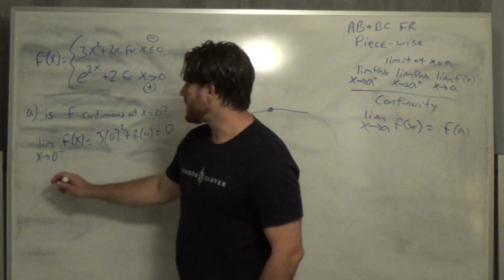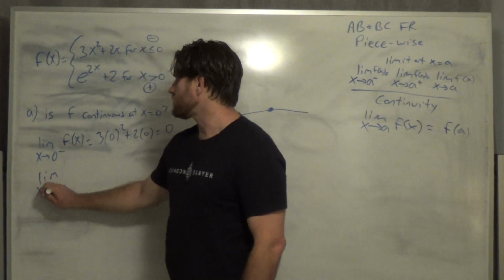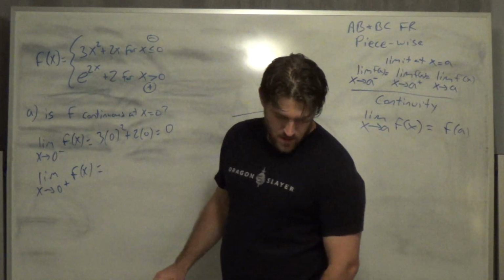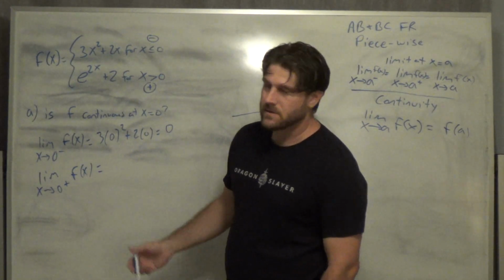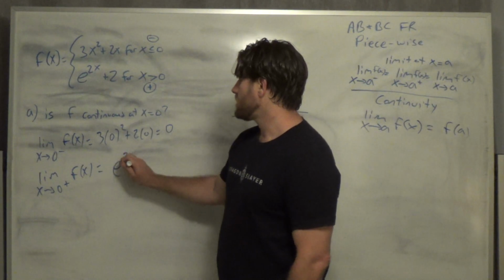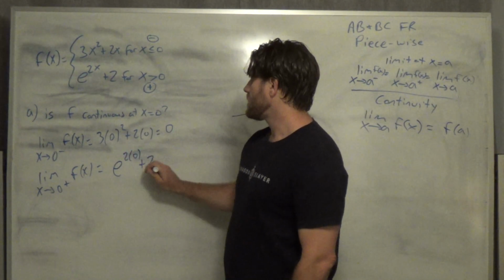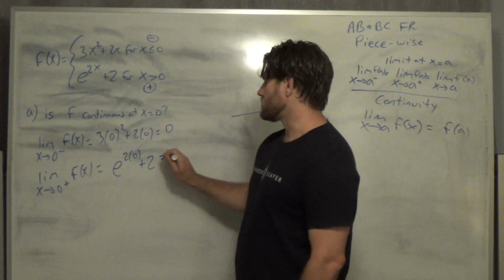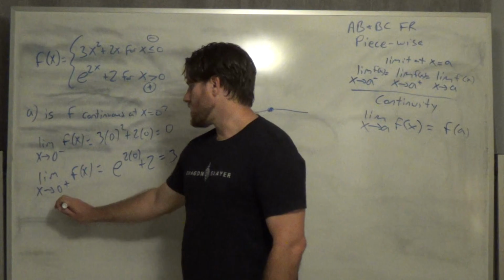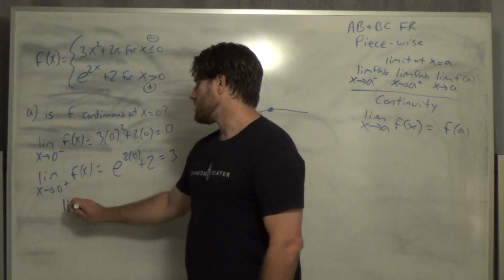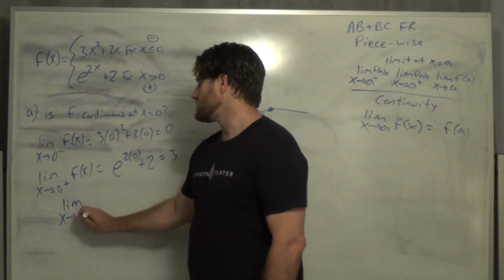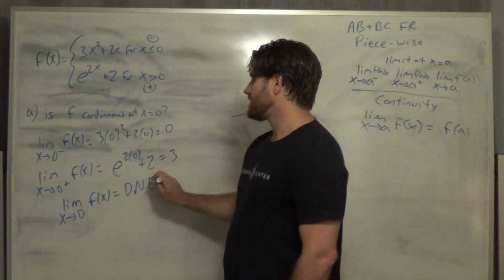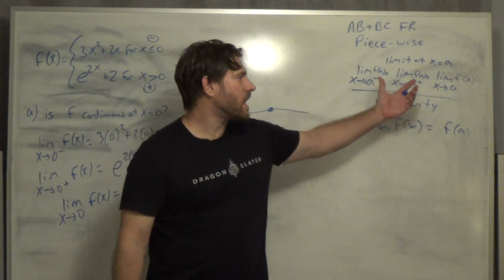Alright, and I go to plug it in here. So what's the limit as x approaches 0 from the right-hand side? This is 0 here. e to the 0 is 1. 1 plus 2 is 3. So the limit as x approaches 0 does not exist. Wow. We did all this talking about continuity.